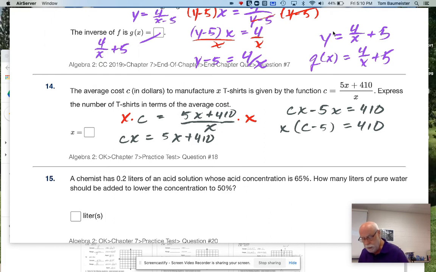And then to get x by itself, you're going to divide both sides by c minus 5, which tells us then that our answer is going to be x is equal to 410 divided by c minus 5. Okay.